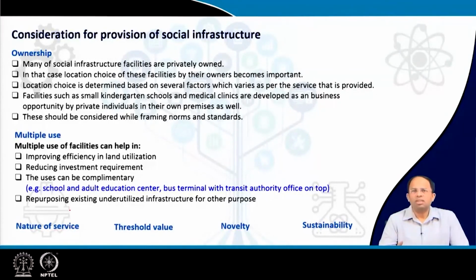So as per the service, for a school I will determine the location in a certain way, for a health center I will decide the location in another way. Accordingly we will determine where the location should be. Facilities like small kindergarten schools or medical clinics are developed as business opportunities by private individuals, and usually they will try to develop them in their own premises. So if residential use allows certain kinds of kindergarten schools and health clinics to be developed, those can come up over there.